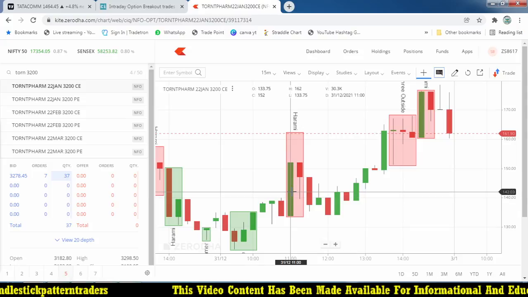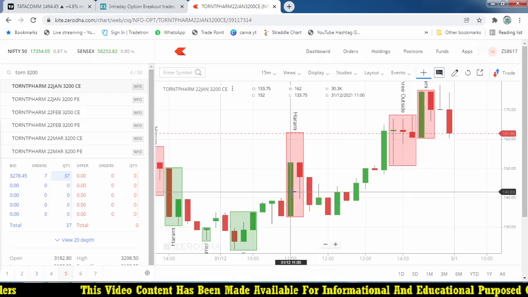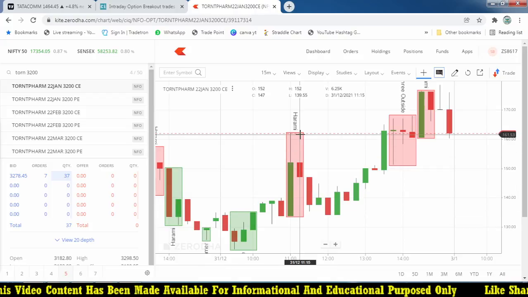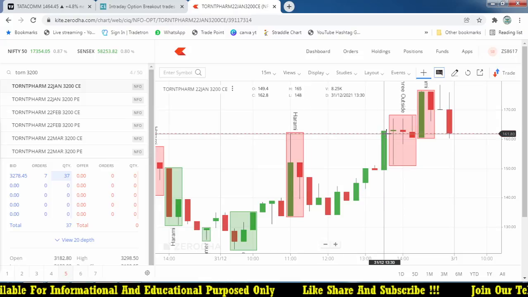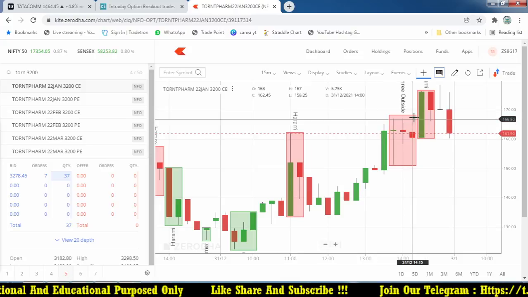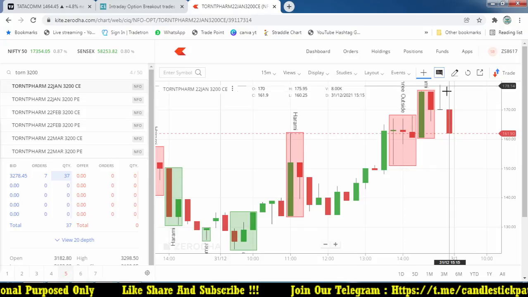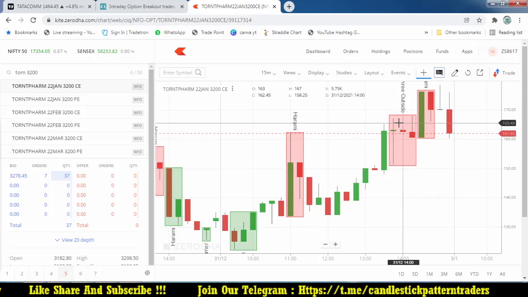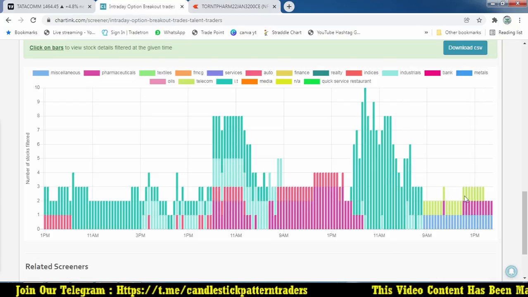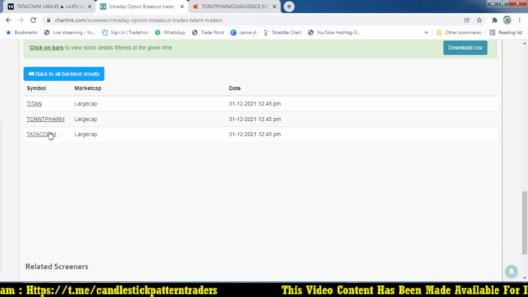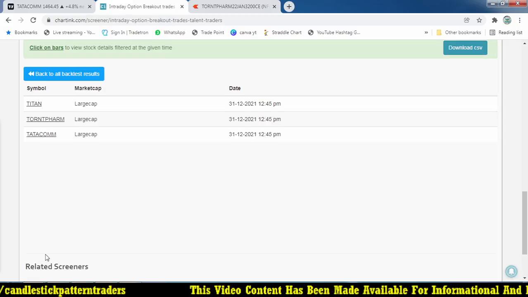Here we got it from 162 to 133, so 133 should be the stop loss. Whenever 162 is broken, we should enter. It happens around 2:30, 162, and it went up to 177, giving you about 15 points of profit. And then finally we see there is a peak, but the same stock continues. We got only three stocks for opportunity.